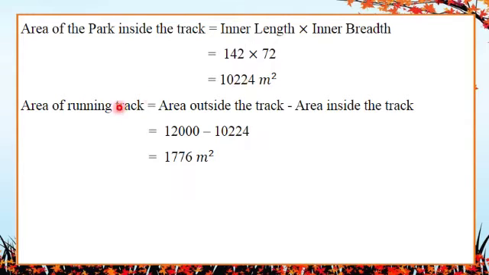Now, to calculate the area of the running track, subtract the outer area and inner area. So the outer area is 12,000 minus inner area, that is 10,224, and after the subtraction I will get 1776 meter square, and this is the area of only the running track.